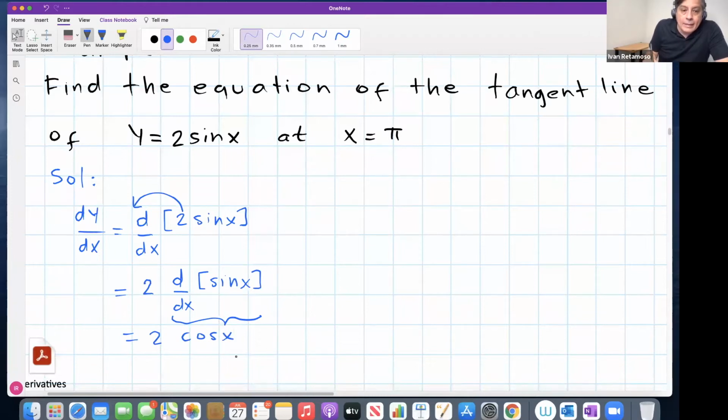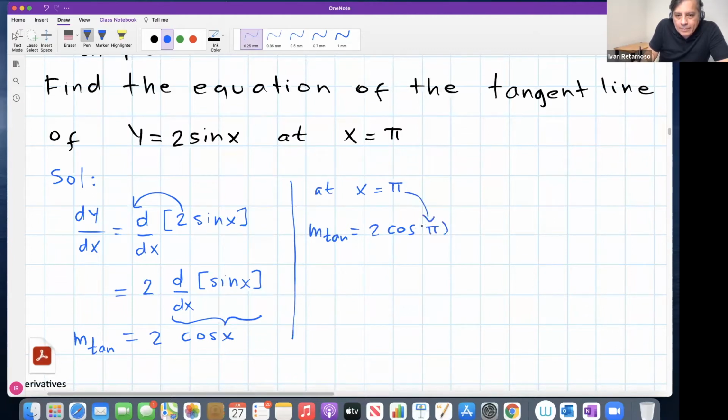That's it. Now, this is going to give you the slope of the tangent line at any value of x. But the value of x that they want you to consider is pi. So this is the slope of the tangent line at any input value x. But now at x equal pi, the slope of your tangent line should be equal to what? 2 multiplied by cosine of x, but x is pi, so substitute pi there.